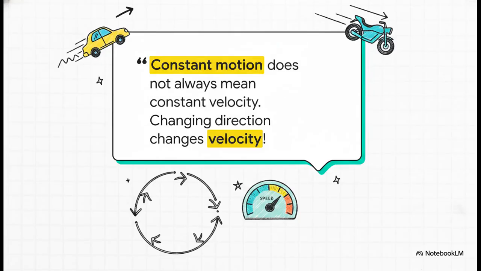Now, before we test your skills, we need to tackle a massive misconception that trips up a lot of students. Constant motion does not always mean constant velocity. Changing direction means changing velocity. Picture this. If you're strapped into a roller coaster moving at a constant speed of 10 meters per second in a massive perfect loop, your velocity is actually constantly changing. Wait, why? Because your direction is shifting at every single degree of that loop. Even though the speedometer on the coaster would be frozen at 10 meters per second, your physical heading is shifting from up to upside down to down, changing your velocity the entire ride.